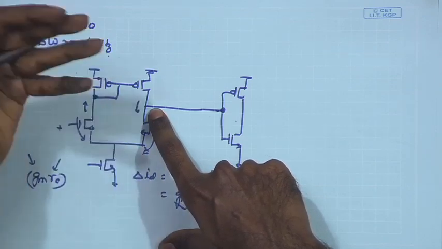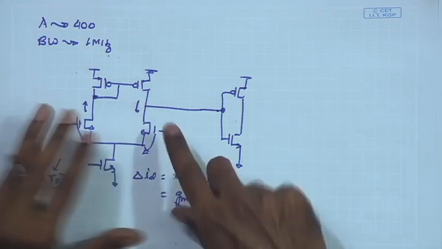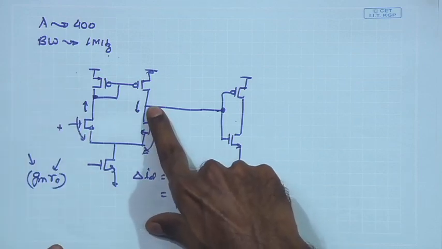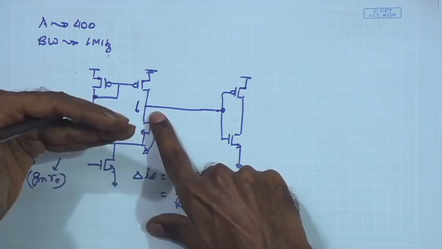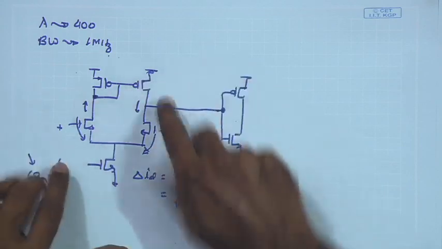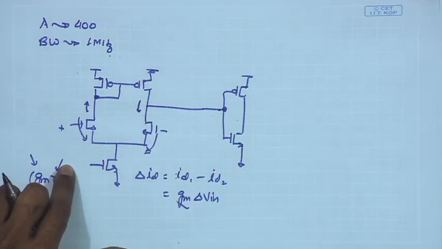It can be almost close to VDD by 2 also, if the sizing is not proper. So, it can hang midway, rather than going all the way to ground, it can be close to VDD by 2, because the gain has dropped while this node is going to go down.